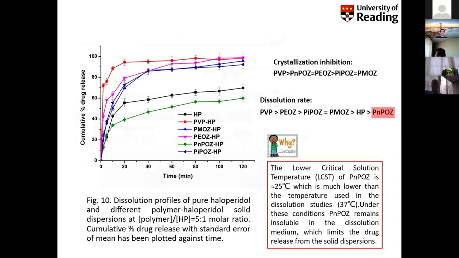Here is a dissolution profile of pure haloperidol and different polymer haloperidol salt dispersions at a polymer to haloperidol 5:1 molar ratio. As can be seen from the figure, the dissolution rate of these polymers was consistent with the crystallization inhibition, with an exception of PM pulse, because the lower critical solution temperature of PM pulse is 25 degrees, which is much lower than the temperature used in the dissolution study, 37 degrees. So in this condition, this will limit the drug release from the solid dispersions.